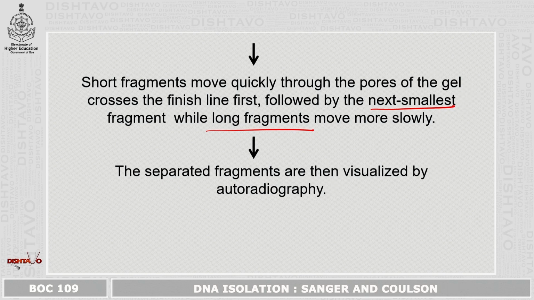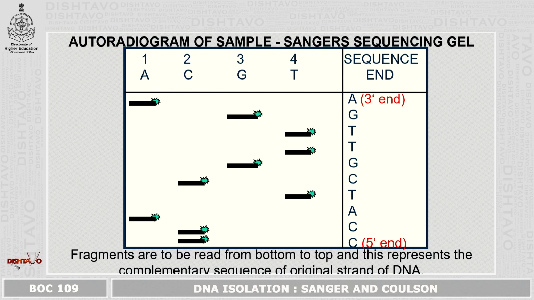Now, let's see, students, how the autoradiogram looks. This is the autoradiogram of the sample by Sanger's method of sequencing. We have these fragments separated according to their sizes, if you see. And this is how it is: lane 1, lane 2, lane 3, lane 4, wherein you have added a particular dideoxy nucleotide here and its strand stops here. Now, fragments are to be read on this autoradiogram from bottom to top, wherein it is the 5' end to the 3' end.